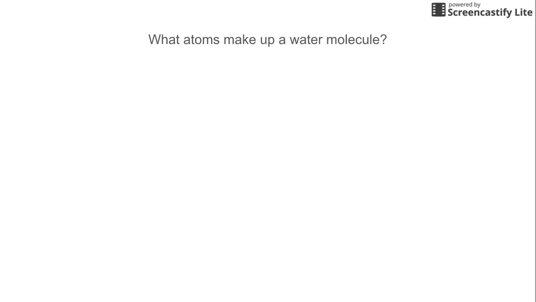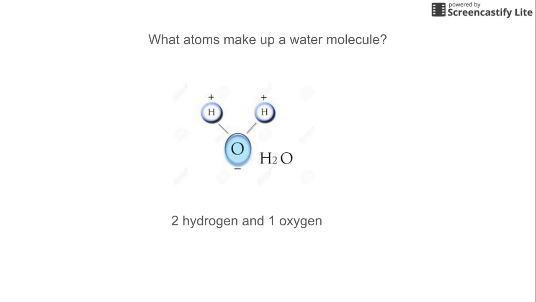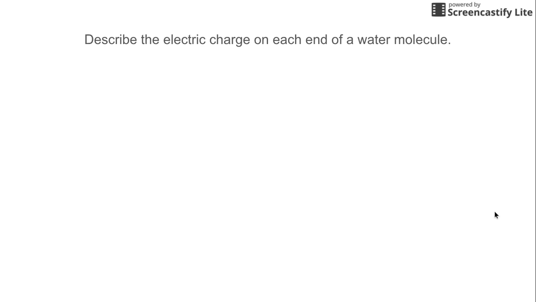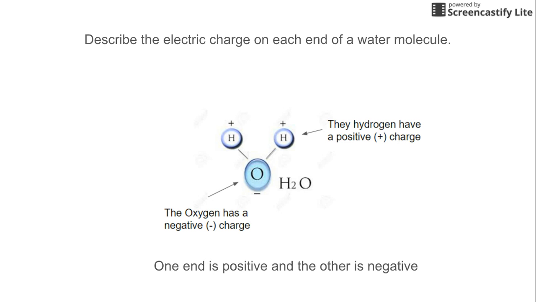So here are some review questions to help you prepare for your test. What atoms make up a water molecule? The answer is 2 hydrogen and 1 oxygen. Describe the electric charge on each end of a water molecule. One end is positive and the other is negative.